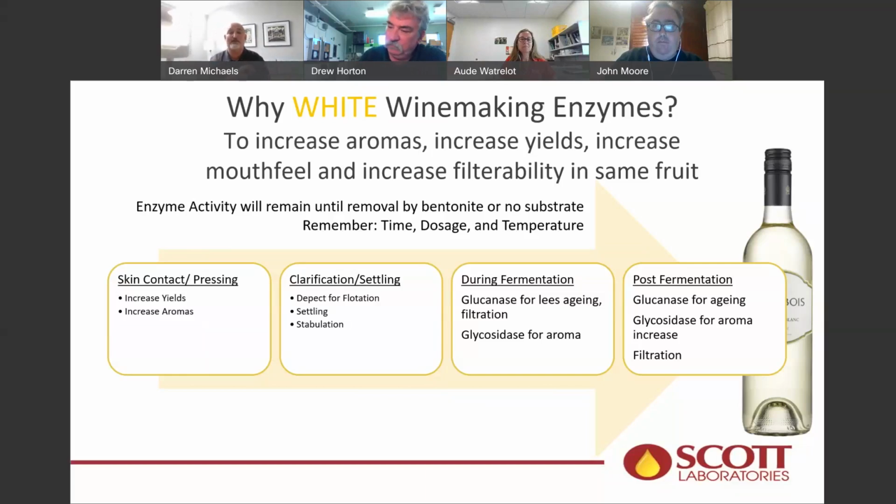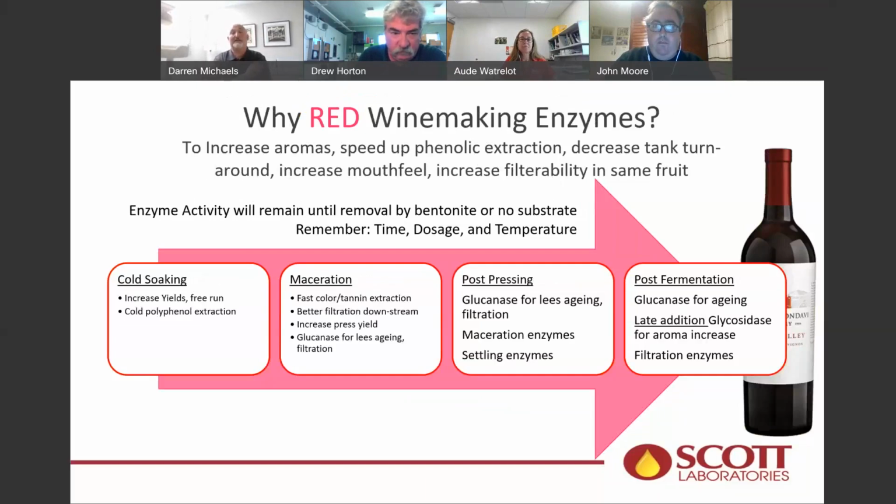That's why KS is such a very popular enzyme: not only is it really effective in the wine industry, it's very effective in the beverage industry, because beverage industry turnarounds are very, very fast.